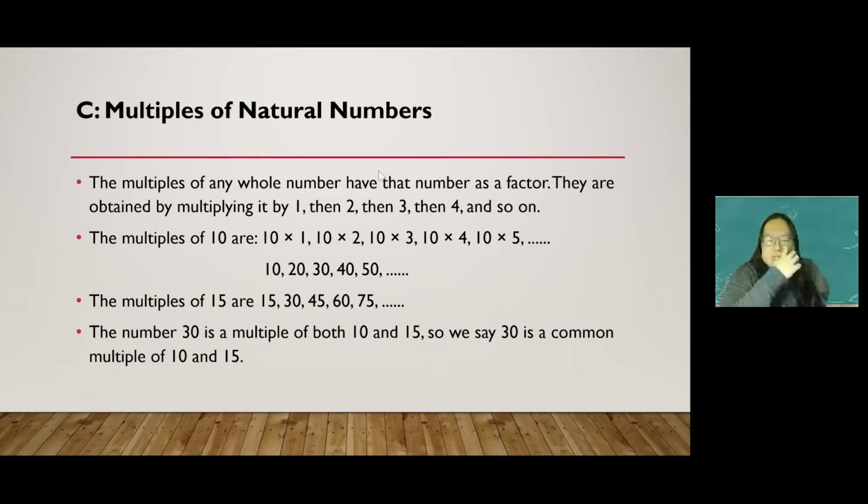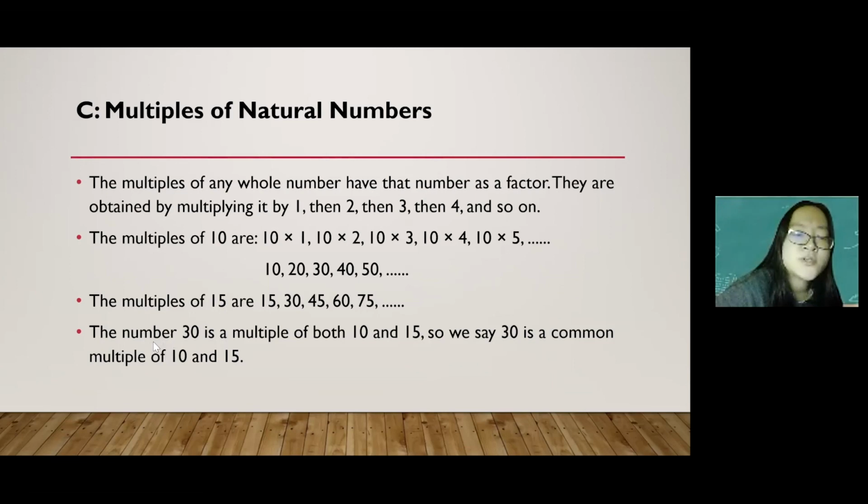So multiple is almost like the opposite of a factor, right? If 2 is a factor of 6, then 6 is a multiple of 2. If 10 is a factor of 50, then 50 is a multiple of 10. And of course, the first 10 multiples of 1 to 10 form the times table, which you should already know.